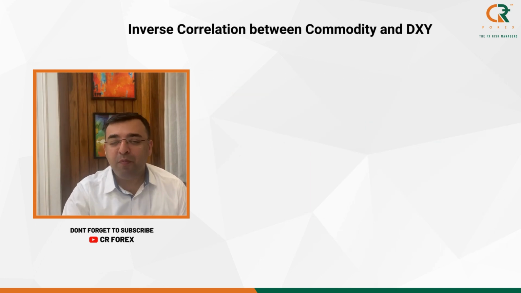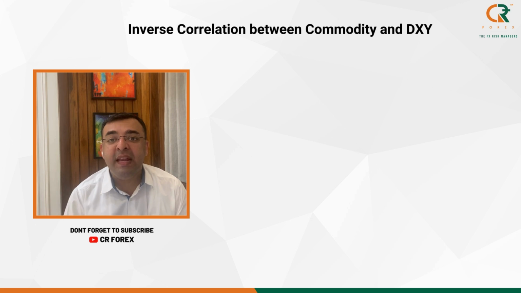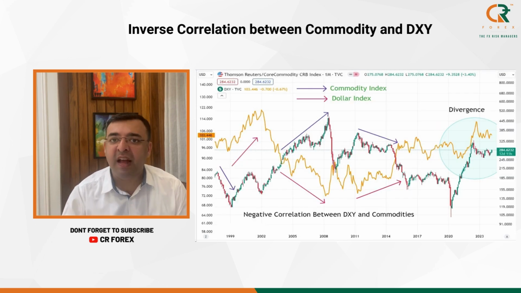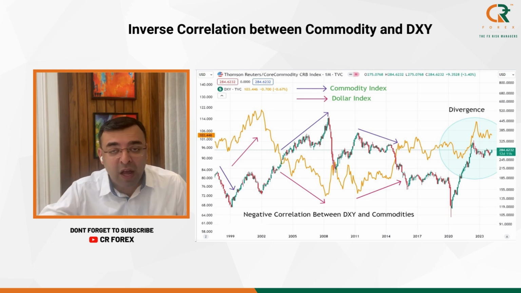अब आते हैं मेन पॉइंट पे. In the longer frame of time, there is a negative correlation between commodities and the dollar index. If you see the chart, you can understand that. At the current point of time, most of the commodities like gold, silver, nickel, they have given a breakout.